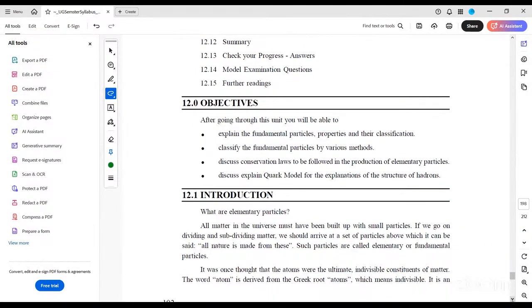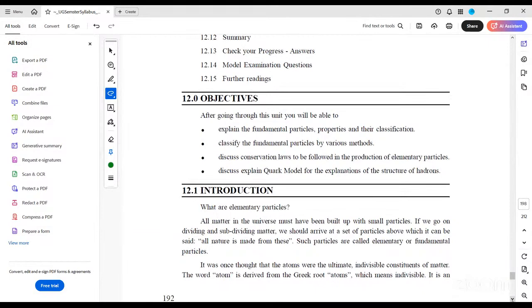In this chapter we will discuss different types of fundamental particles, their properties, and how they are classified. These fundamental particles are classified using various methods, and we will see the conservation laws to be followed for producing the elementary particles, and we will see the quark model in this chapter. Unit number 12, block number 4.